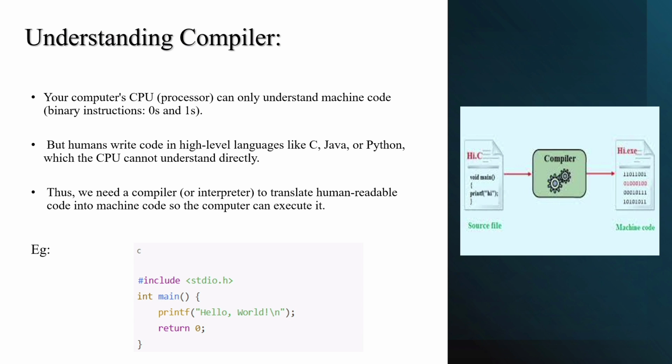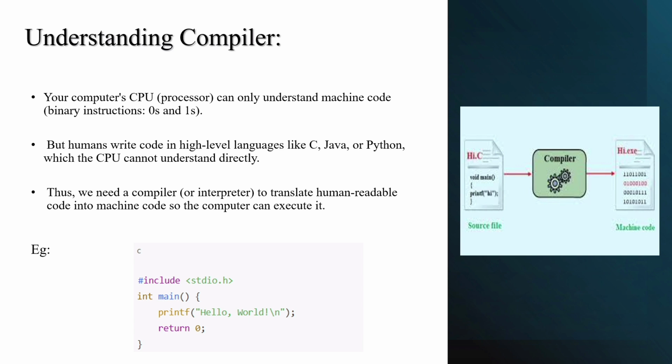So what's a compiler? Your computer CPU can only understand machine code, that is code written in the form of binary digits, zeros and ones. But unfortunately, we as humans cannot understand this binary code, and that's why we write code in high level programming languages like C, Java, etc. In order to cover this barrier, there comes the magic man, the compiler. That is, a compiler is used to translate the human readable code, that is, the code written in high level languages, to the machine understandable code.